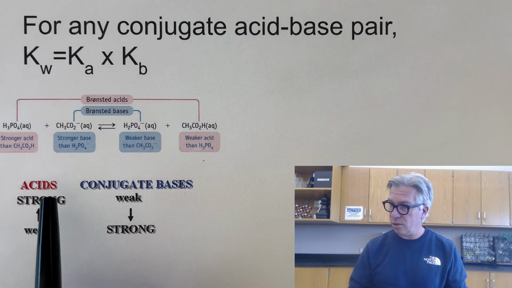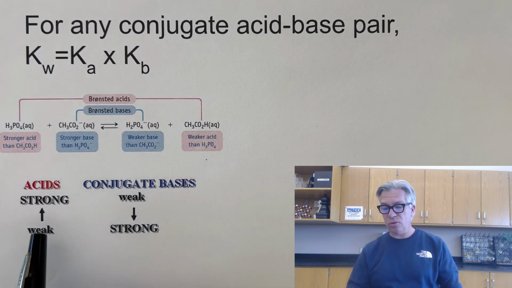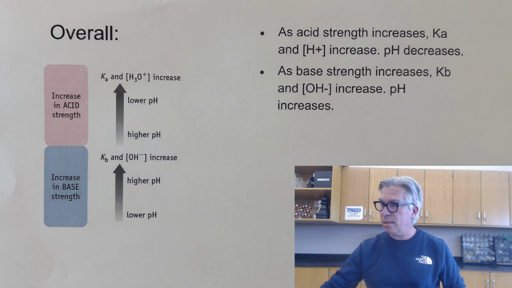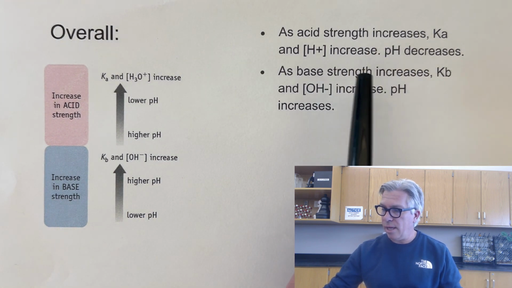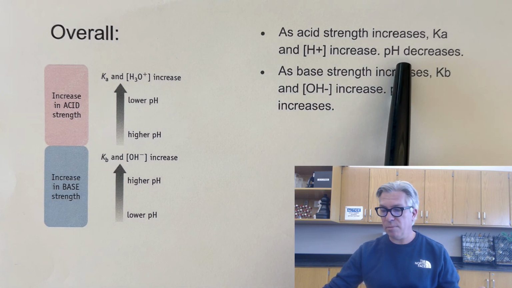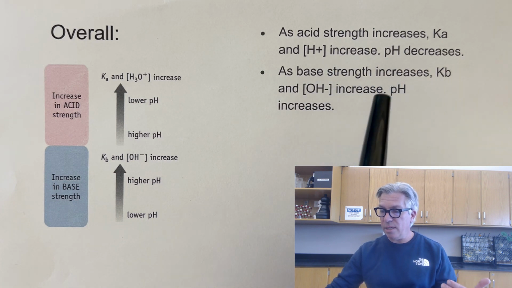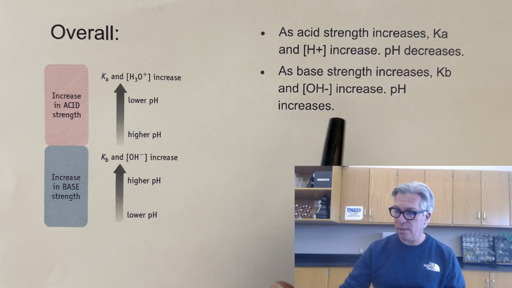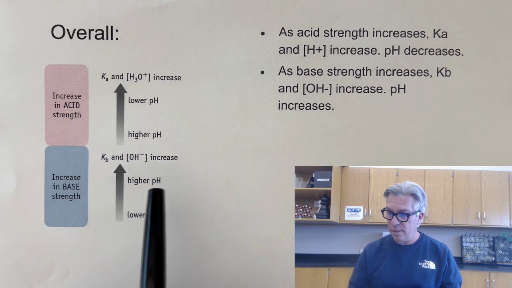In general, the strong acids have weak conjugate bases. Weak acids have strong conjugate bases. So again, another representation of that. So overall, a couple of final thoughts. As acid strength increases, the Ka of the acid increases, the Kb of its conjugate decreases, and H plus increases and the pH decreases because pH is the negative log of the H plus concentration. As base strength increases, the Kb and the OH minus increase. Kb gets bigger and the pH also increases. And you can see a little graphic on that.